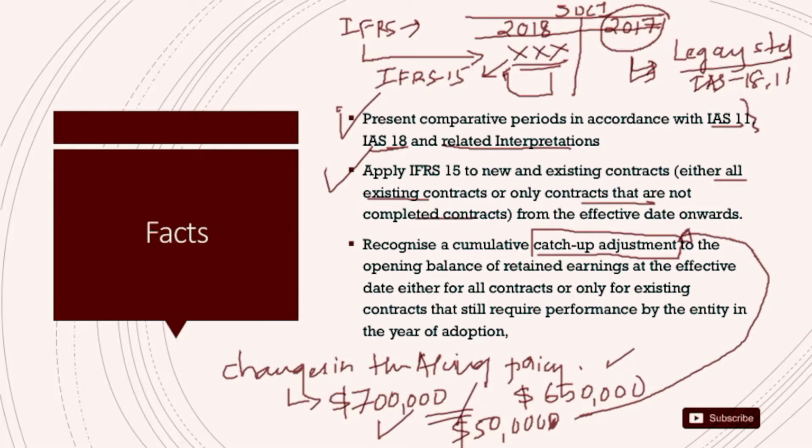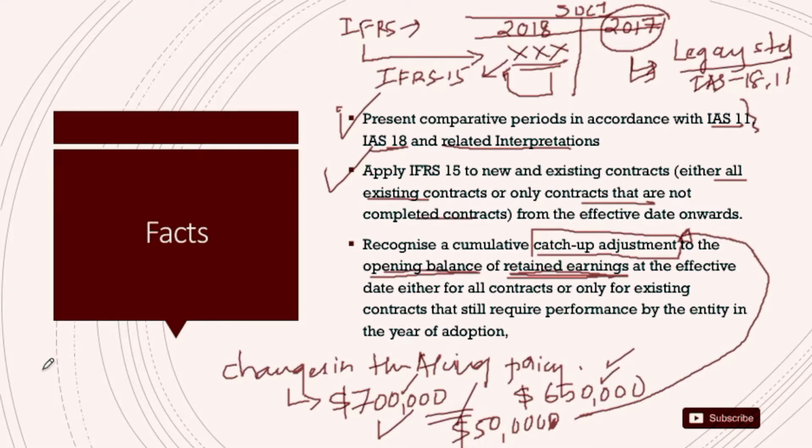The adjustment that comes up due to the application of the new standard is the difference between the amount that should have been recorded and the amount that is recorded, and this difference is required to be adjusted with the retained earnings. We have to adjust this balance with retained earnings as an opening adjustment.